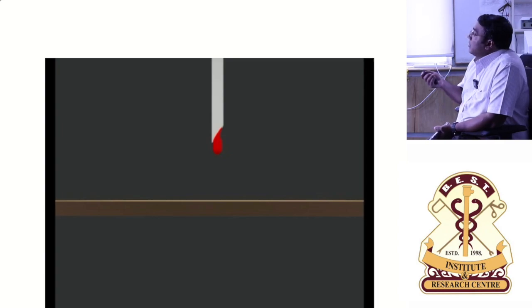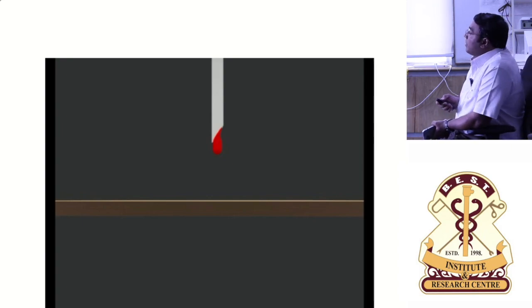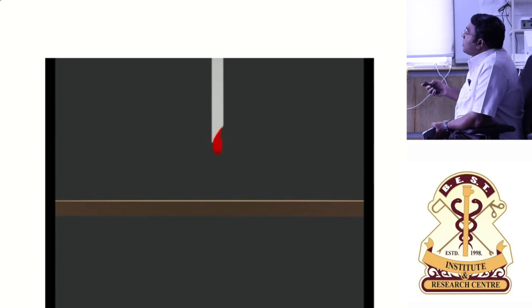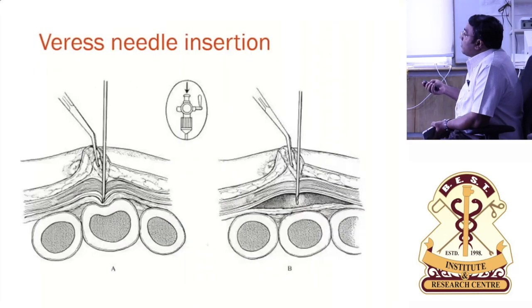So all of you know there is a blunt tip at the edge, and then you have the bevel shaped needle. Check if the needle is sharp or not, and then you can make sure that the Veress will go in properly.